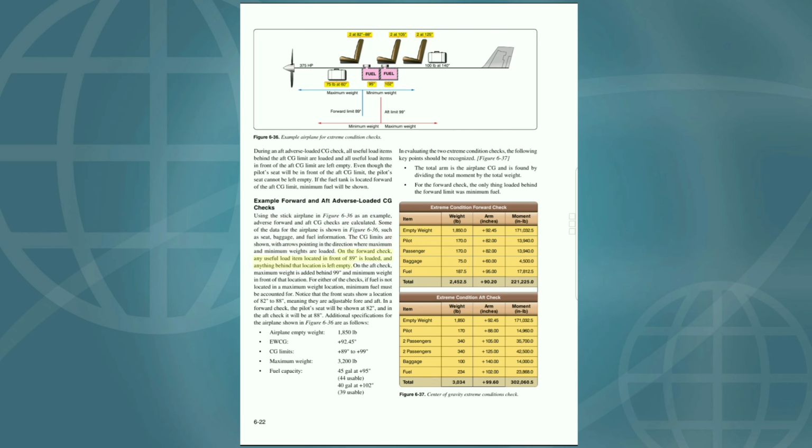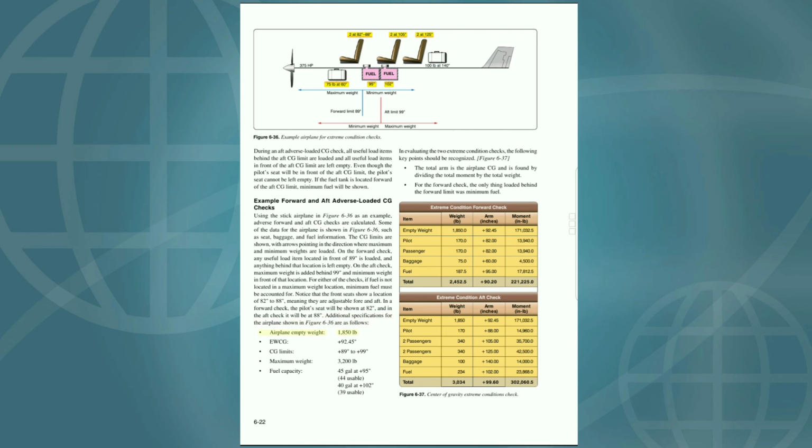On the forward check, any useful load item located in front of 89 is loaded, and anything behind that location is left empty. On the aft check, maximum weight is added behind 99 and minimum weight in front of that location. For either of the checks, if fuel is not located in a maximum weight location, minimum fuel must be accounted for. Notice that the front seats show a location of 82 to 88, meaning they are adjustable fore and aft. In a forward check, the pilot seat will be shown at 82, and in the aft check it will be at 88. Additional specifications for the airplane shown in figure 6-36 are as follows.